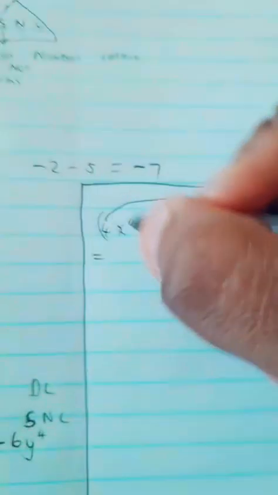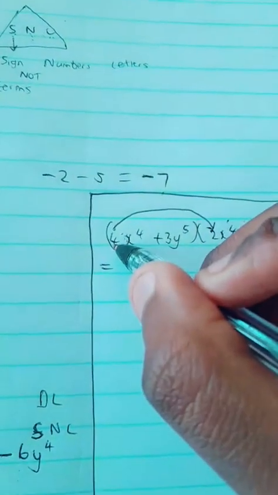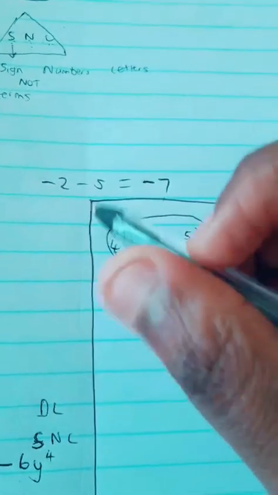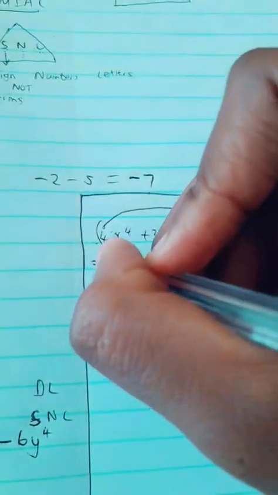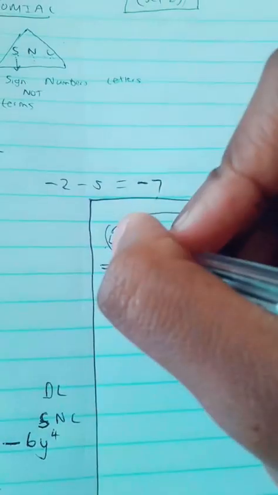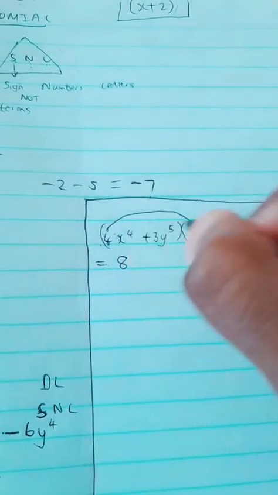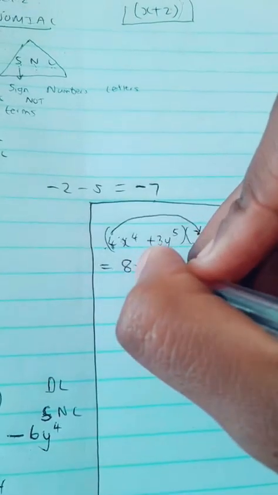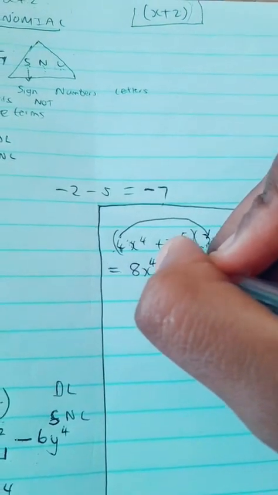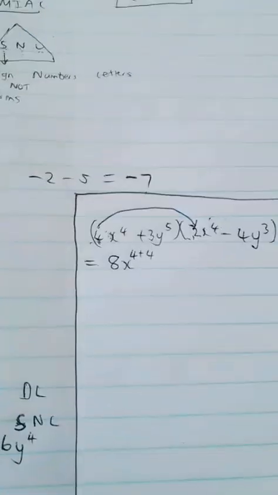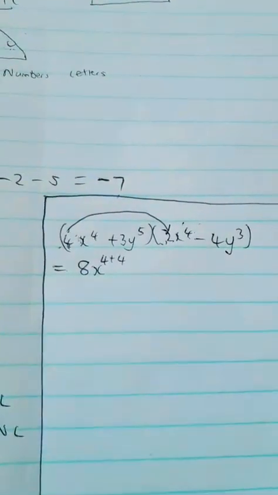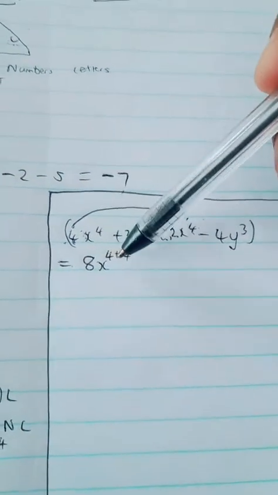Okay, guys, remember when we are multiplying: sign, number, letter. Positive times a positive is positive, so it's a positive answer. Number 4 times 2 is 8. X to the power 4 times x to the power 4. Now I'm going to actually do this, 4 plus 4. I'm going to do this because it seems like some people need me to actually write this down.